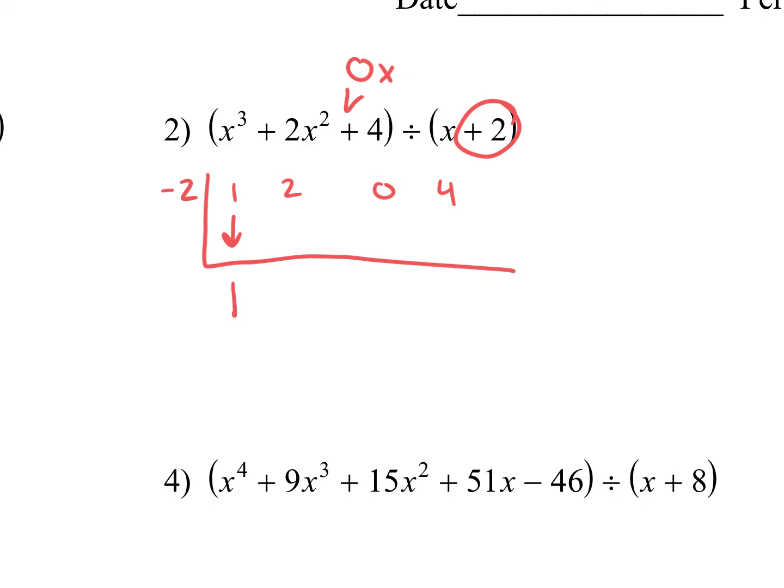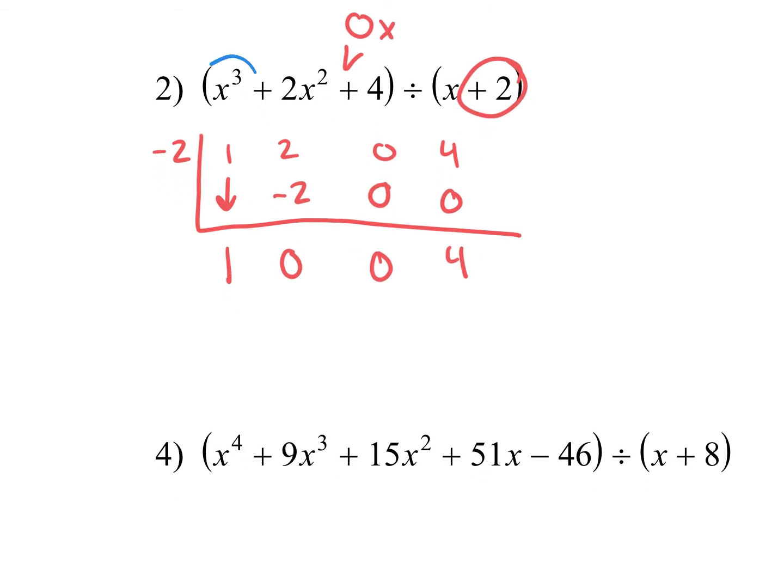We drop down the 1. And what do we do to the numbers on the outside? Multiply. So this would be -2. What do we do to the numbers on the inside? Add or subtract. Depends if it's negative. But 2 minus 2 would be 0. -2 times 0 is 0. -2 times 0 is 0. So we have 4.